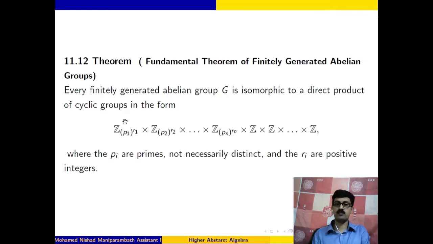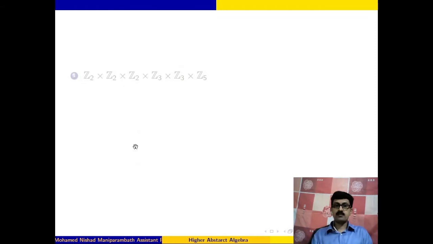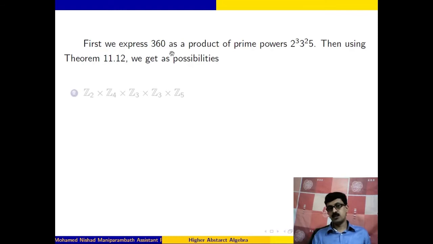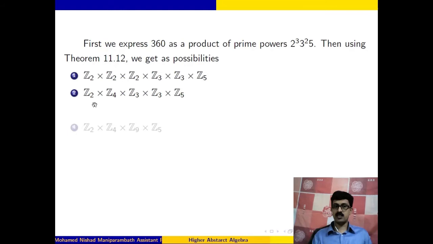So we move again to our example. First we express 360 as a prime power factorization. 360 can be written as 2 cubed into 3 squared into 5. There are three 2s in 360, two 3s in 360, and one 5 in 360. Then by the fundamental theorem of finitely generated abelian groups, we can write it as Z2 cross Z2 cross Z2 cross Z3 cross Z3 cross Z5. And we can combine Z2 cross Z2, that means 2 squared, so that we can write Z2 cross Z4 is Z2 squared cross Z3 cross Z5.